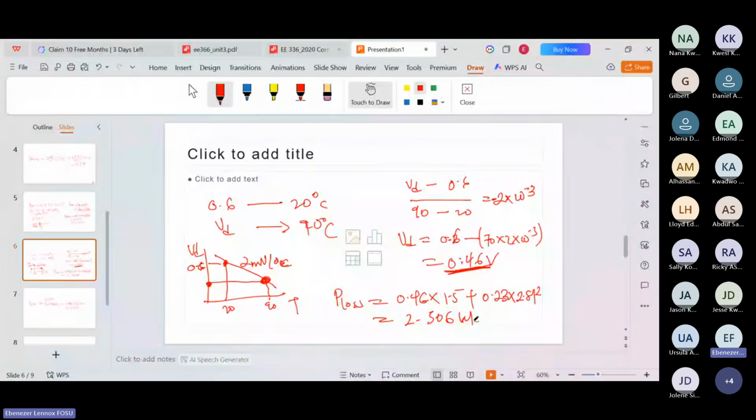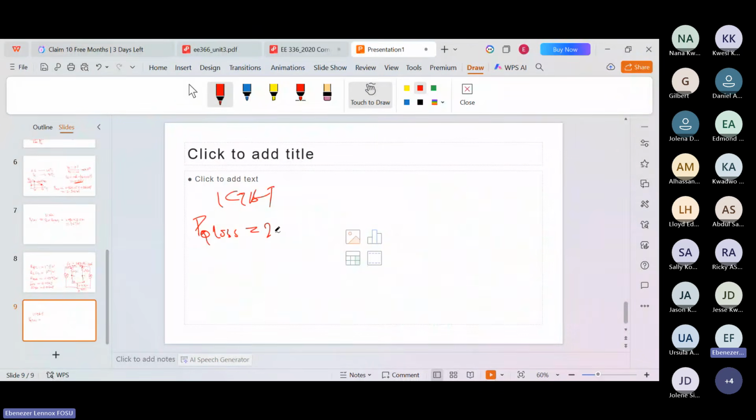I think it's here. So the on-state power loss is 2.506 watt. So that is the on-state power loss. The next information we need is the switching loss, right? We know that the switching loss, E switching, is given by E on plus E off multiplied by the switching frequency, right? How many of us remember this formula?